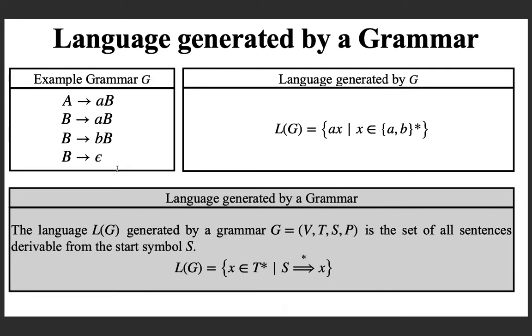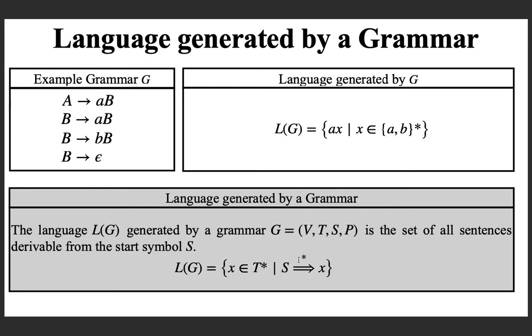Formally, the language L of G generated by a grammar is the set of all sentences derivable from the start symbol S. So you can write this mathematically as the language of G is the set of all terminal strings x such that x can be derived from the start symbol using 0 or more steps. So that is the language.